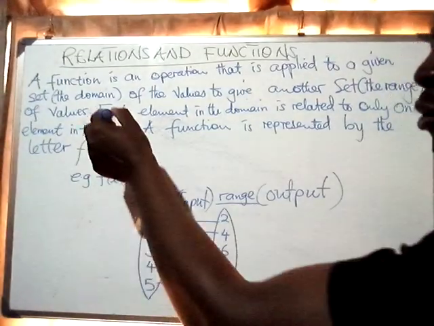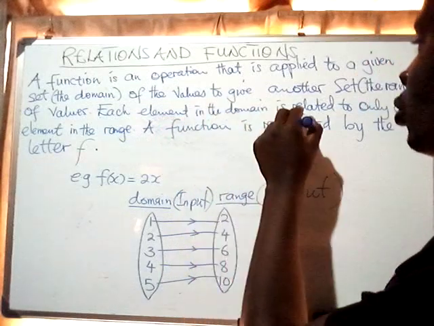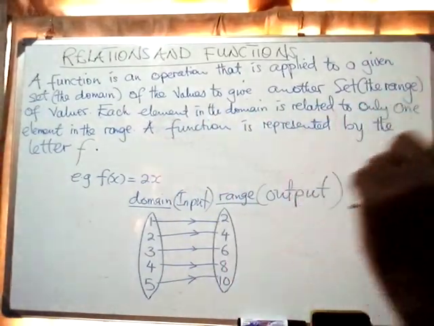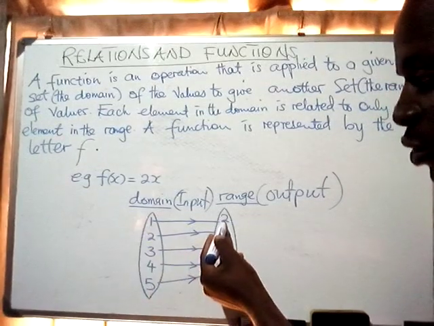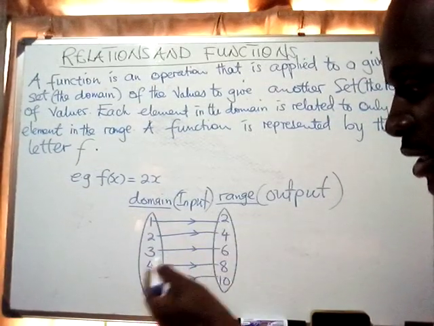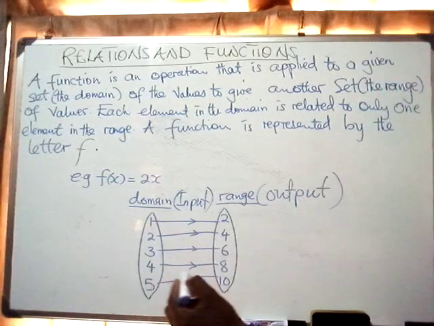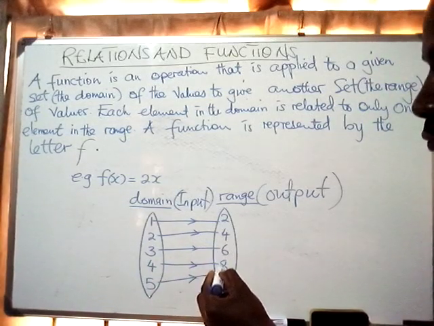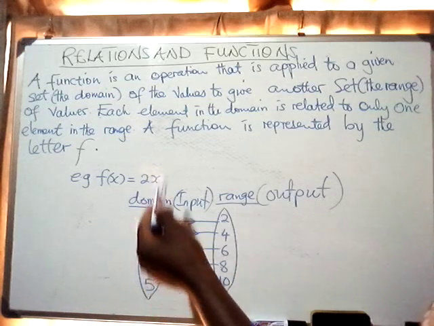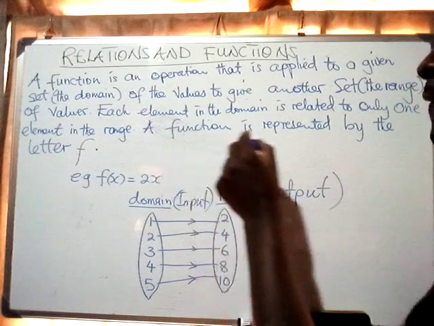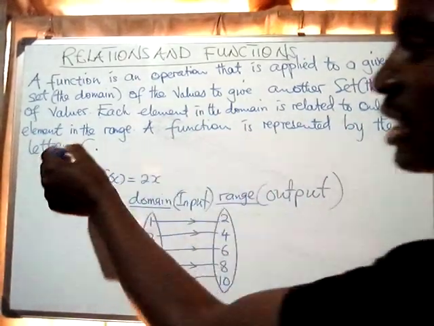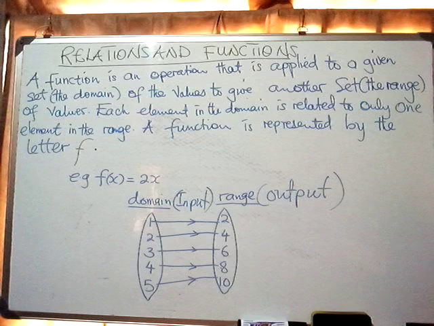What else? We are told that each element in the domain is related to only one element. As we can see here, we have 1 to this, 2 to this, 3 to this, 4 to this, and 5 to this. So only one element in the range. A function is represented by the letter F.